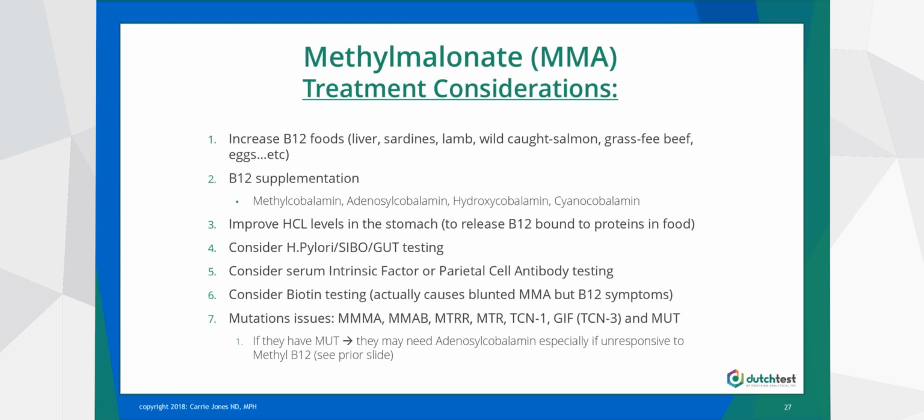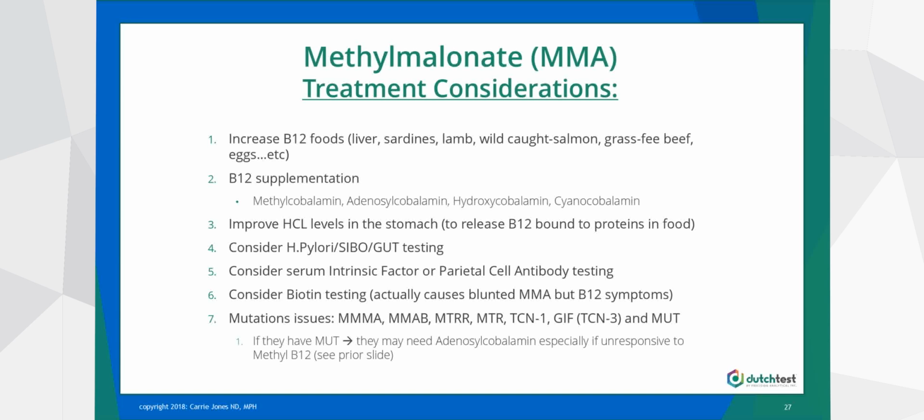If it's purely diet, you're talking to them about diet, they have a bad diet, or they don't eat enough protein or B12-rich foods, increase their liver, increase their sardines, which, let me tell you, are the two easiest foods to get people to eat, right? Lamb, wild-caught salmon, grass-fed beef, eggs, all those things are rich in B12.